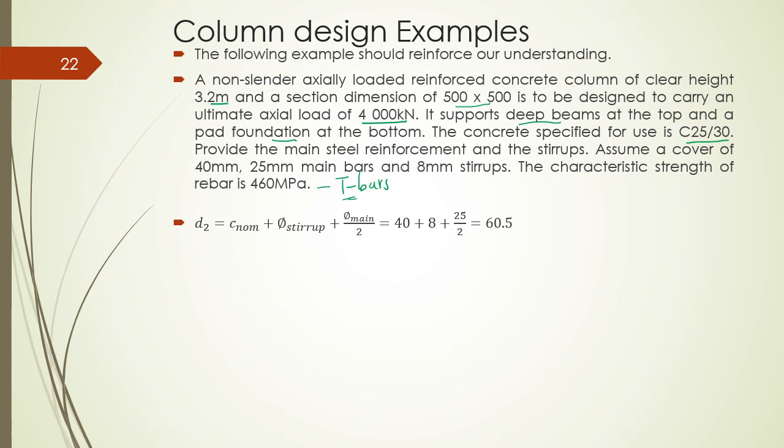So we need to calculate D2, which is the distance between the center of the reinforcement and the edge of the concrete column. In our case, we have already been given the cover as 40, the diameter of the stirrups as 8, and 25 millimeters as the main bar diameter. We use that assumption to start off our calculation.